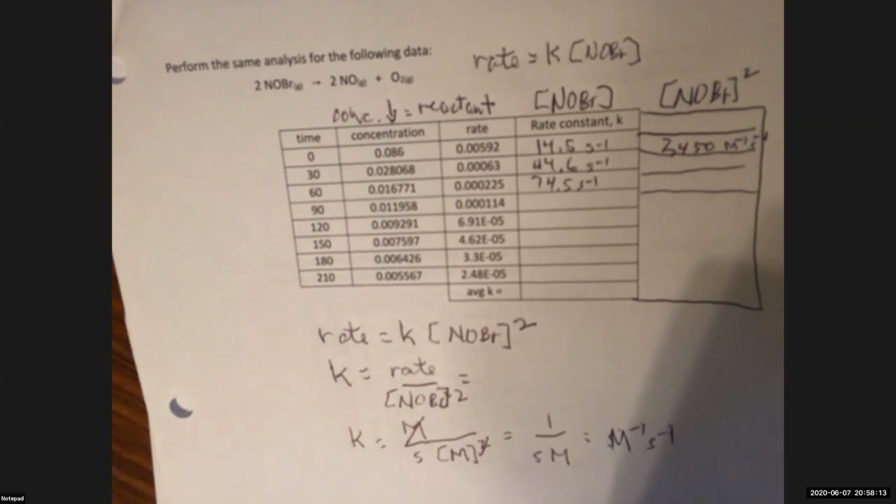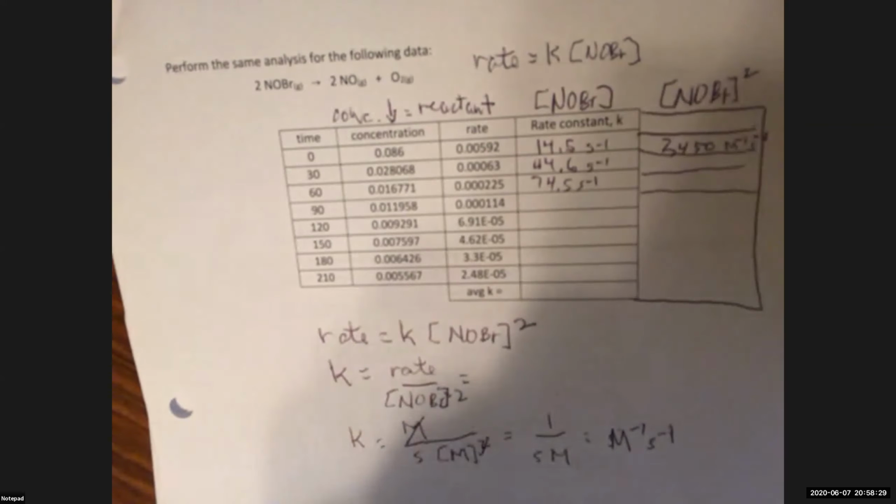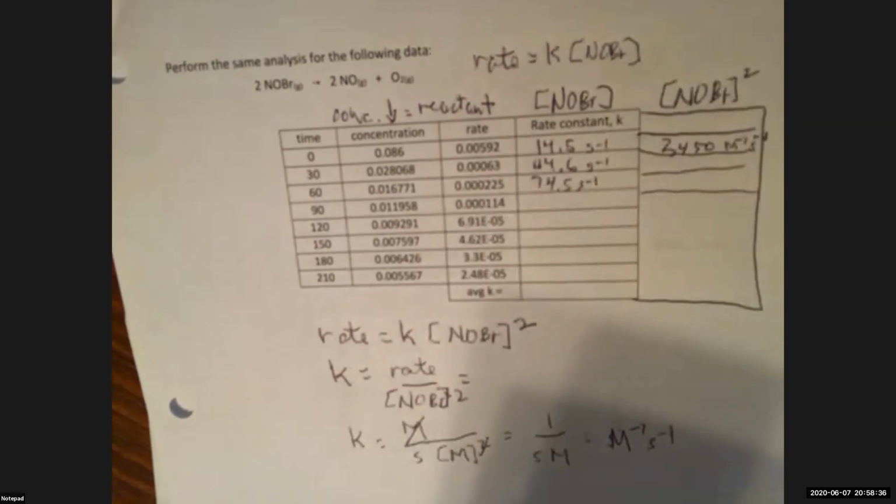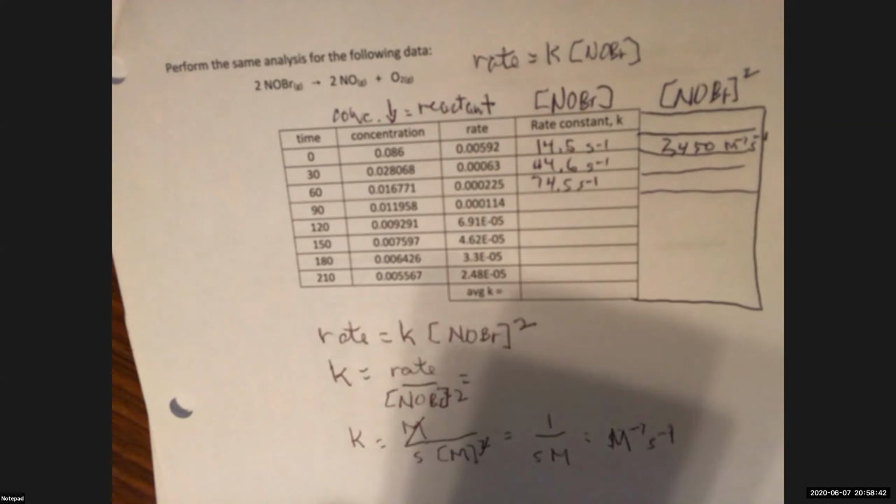0.086 by 0.00592 squared. Oh, I'm not using the squared. That's what's wrong on my calculator. I'm not using the right button. No, that was right. Squared equals, yeah, 2005.